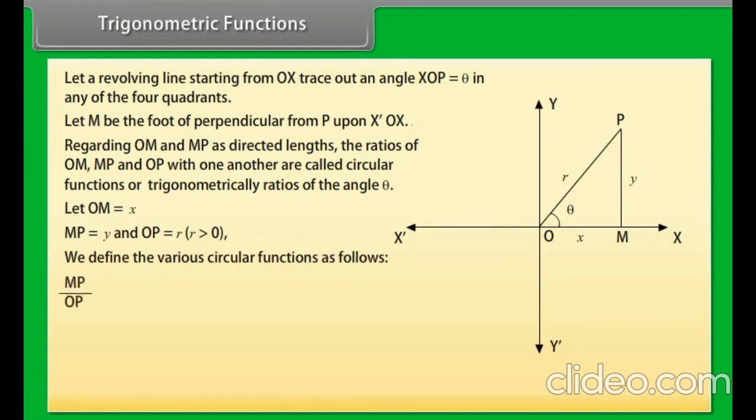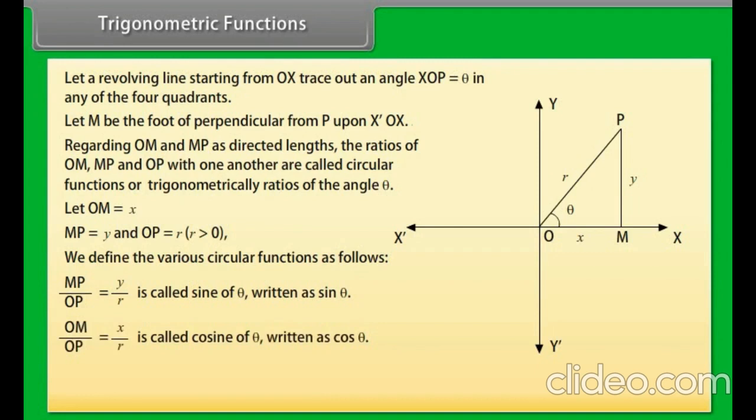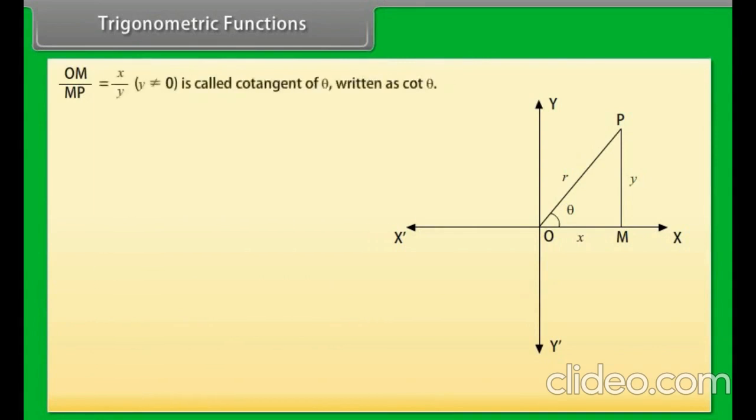MP by OP is equal to Y by R is called sine of theta, written as sin theta. OM by OP is equal to X by R is called cosine of theta, written as cos theta. MP by OM is equal to Y by X, X not equal to 0, is called tangent of theta, written as tan theta. OM by MP is equal to X by Y, Y not equal to 0, is called cotangent of theta, written as cot theta.